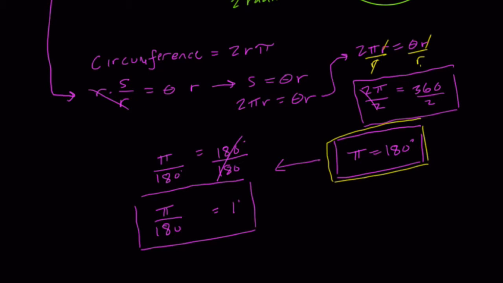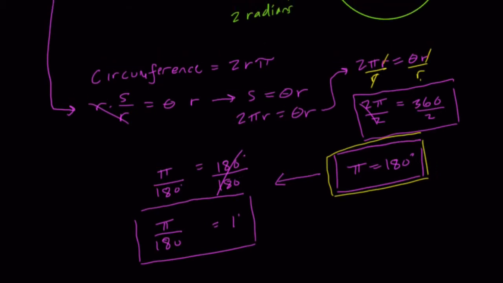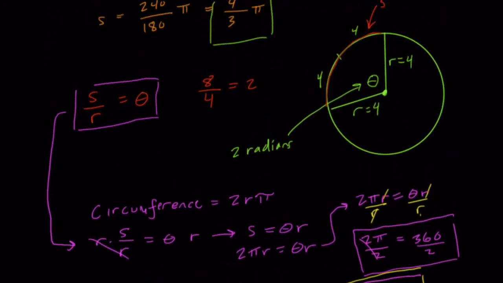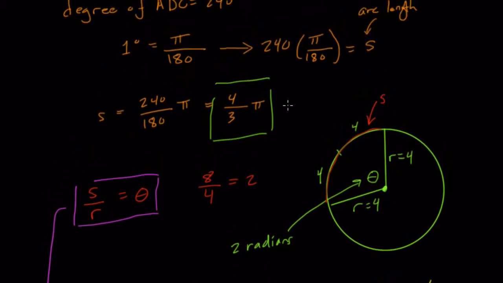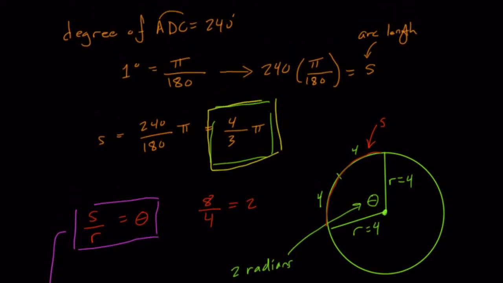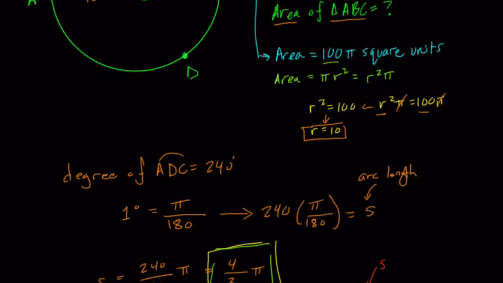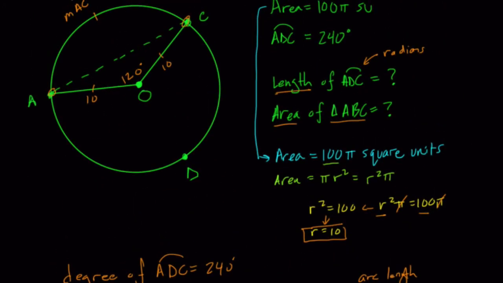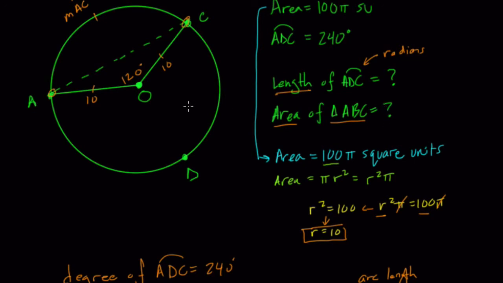You can deduce it through all these steps. I would maybe rewatch this segment or pause it and try to recreate that on your own, to understand the importance of what we're saying here. So all of this gives us our measurement here of 4/3 pi for the larger portion of the circle. Okay, what's next? The area of triangle ABC.